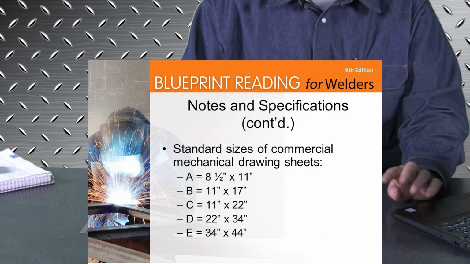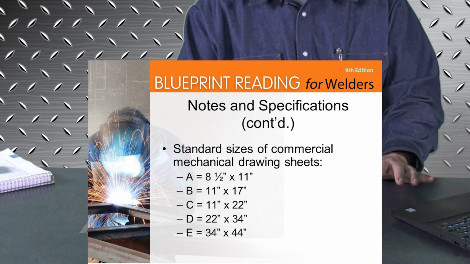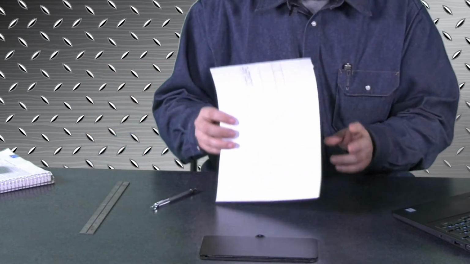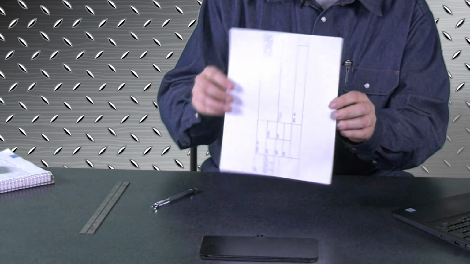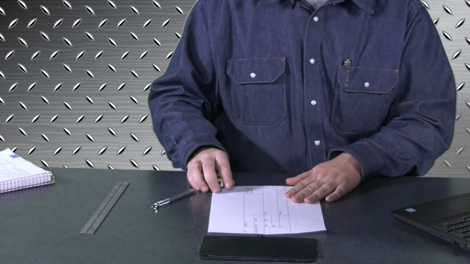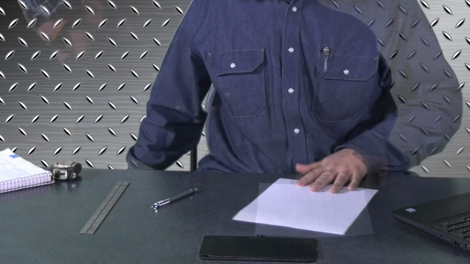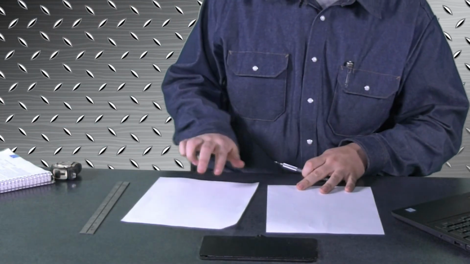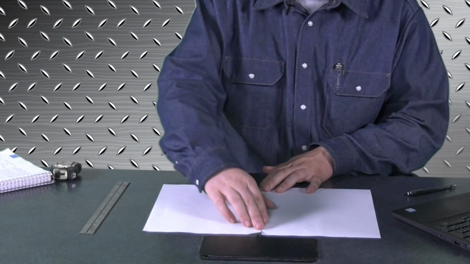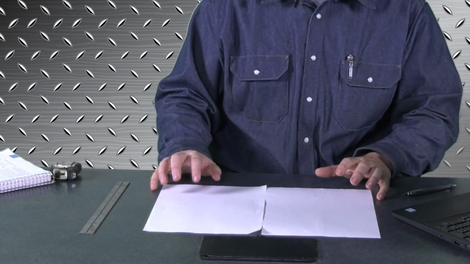Now, we have 5 separate sizes of standard commercial mechanical drawing sheets. We have A, which is 8.5 by 11 inches. This piece of paper right here is an 8.5 by 11 inch piece of paper, just standard copy paper. Whenever you've got a B mechanical size drawing, it is 11 by 17 inches, so just imagine taking these 2 pieces of paper. This will be the most common print size you'll run into.